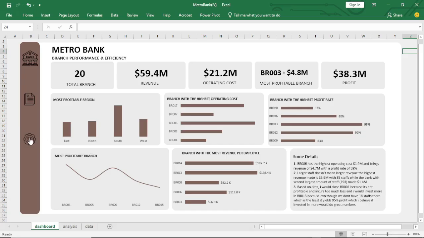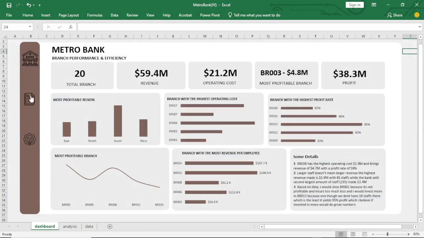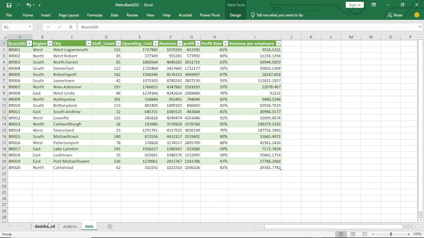So that's all. This links us to the pivot table. This links us to the data set.